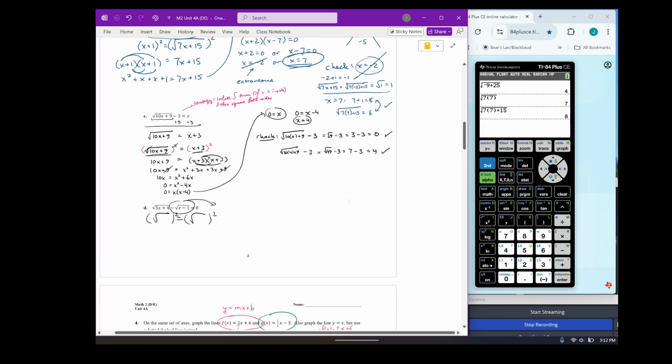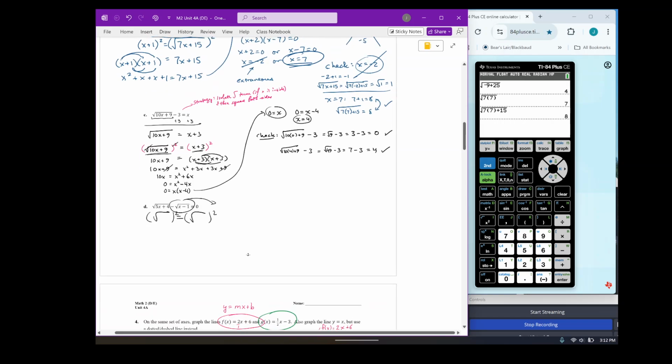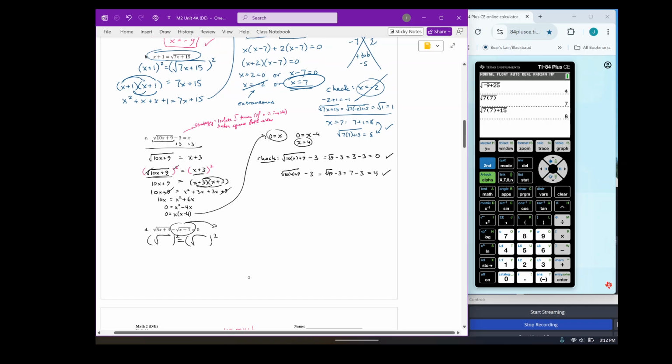Okay, for part D, what we're going to do is, we discussed this in class, there are 2 square roots in it. And so the strategy now is to get 1 root on each side of the equals. So if we add root x minus 1 to both sides, then we're going to get root 5x plus 4 equals root x minus 1.